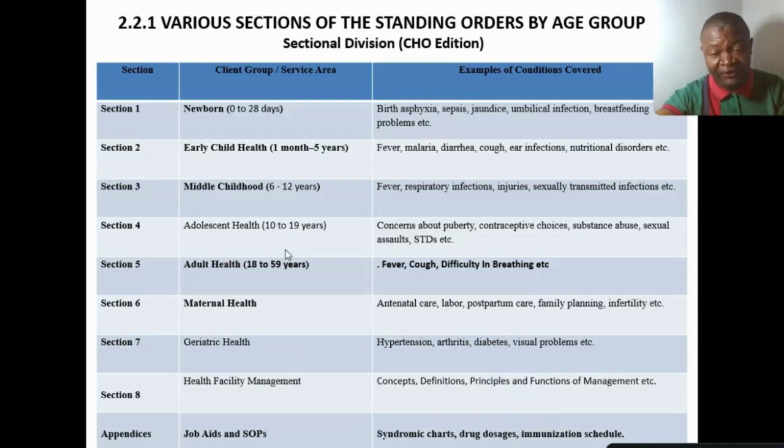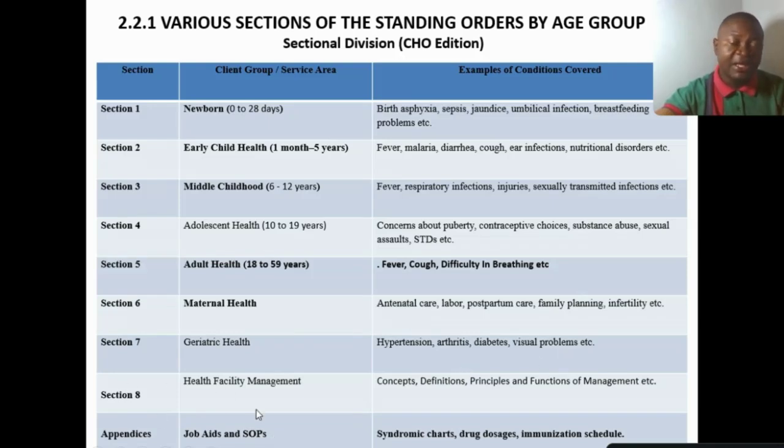You now see section 5, which is for adults. You see fever, cough, difficulty in breathing, and the rest of them. Section 6, maternal health. You see antenatal care, labor, postpartum care, family planning, fertility, and the rest of them. You see section 7, geriatric, for older people. You are going to see conditions like hypertension, arthritis, diabetes, visual problems, and the rest of them there.